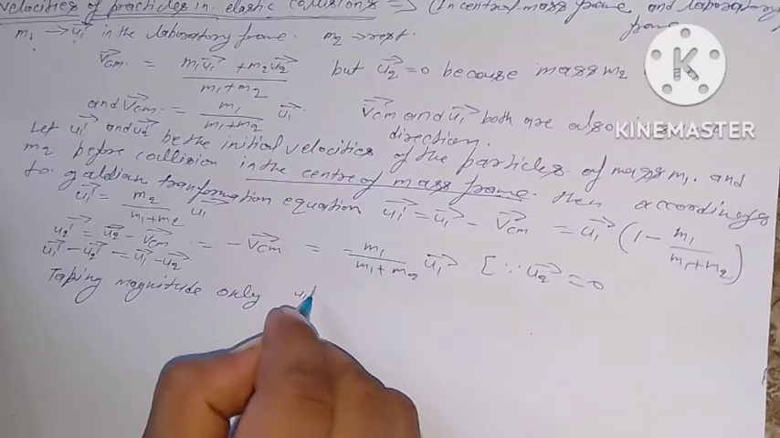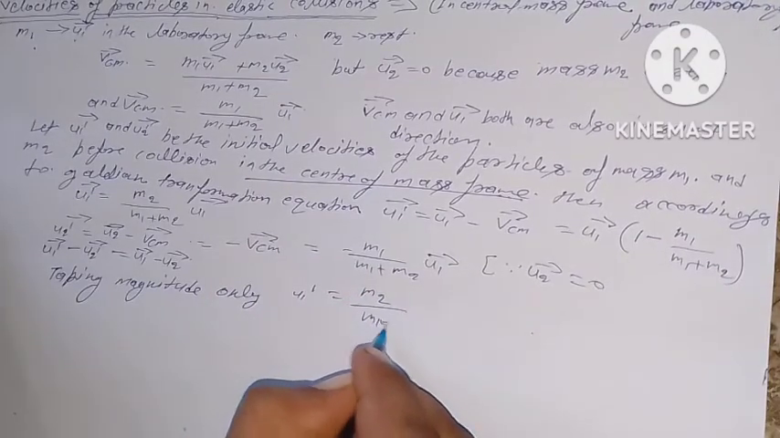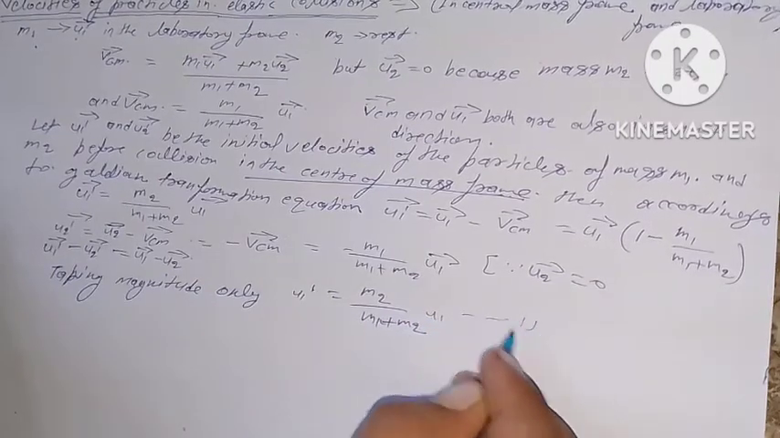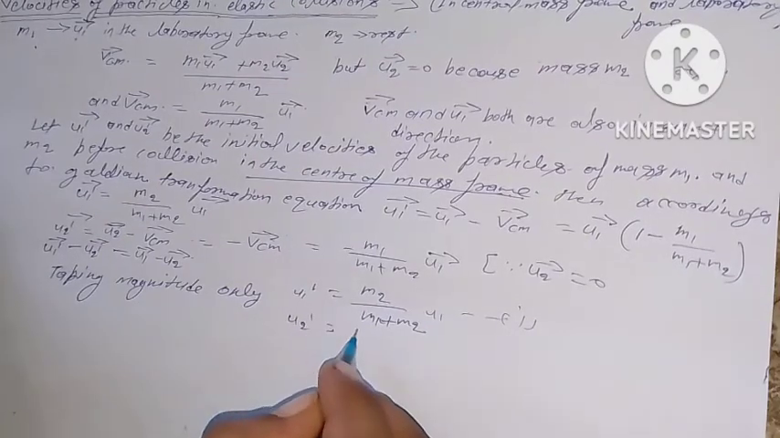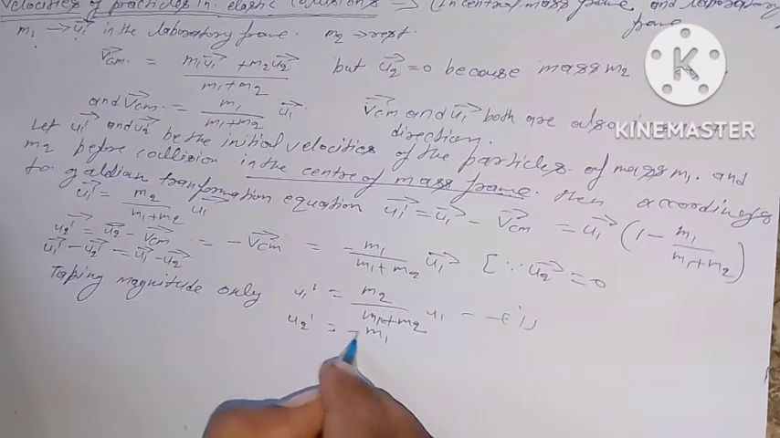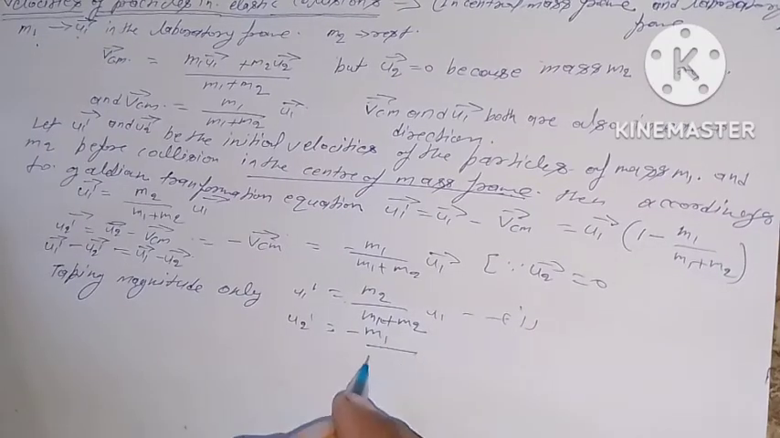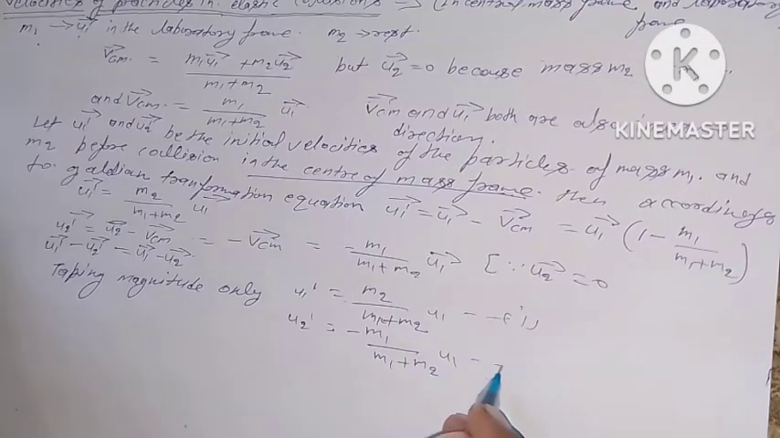Taking magnitude only, u1 dash equal to m2 upon m1 plus m2 u1. This is equation number first. And u2 dash equal to minus m1 upon m1 plus m2 u1. This is equation number second.